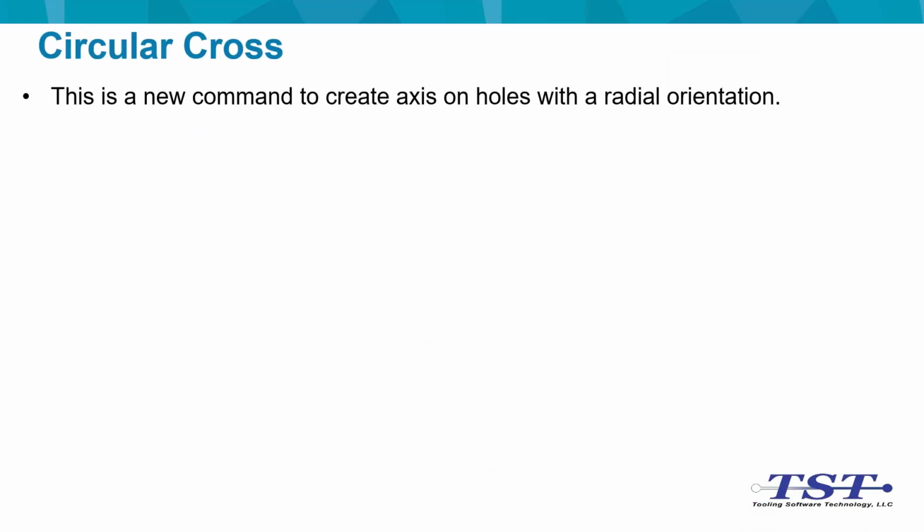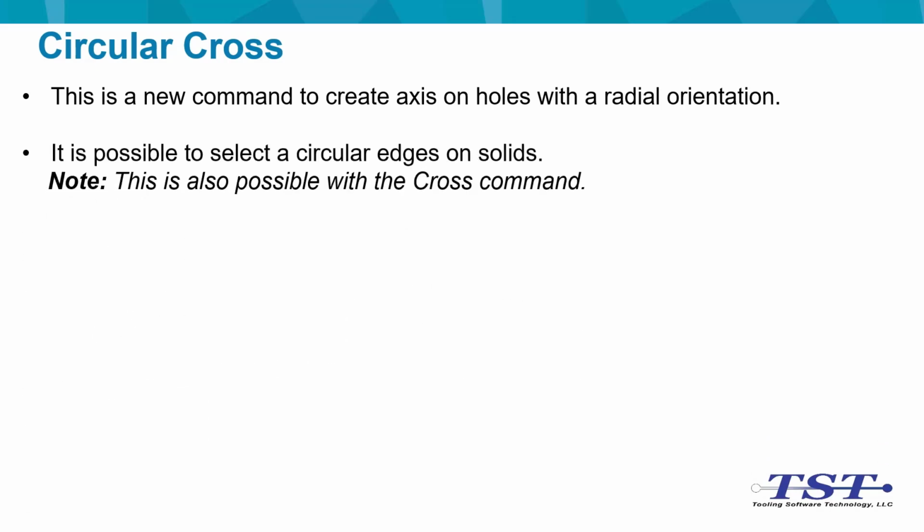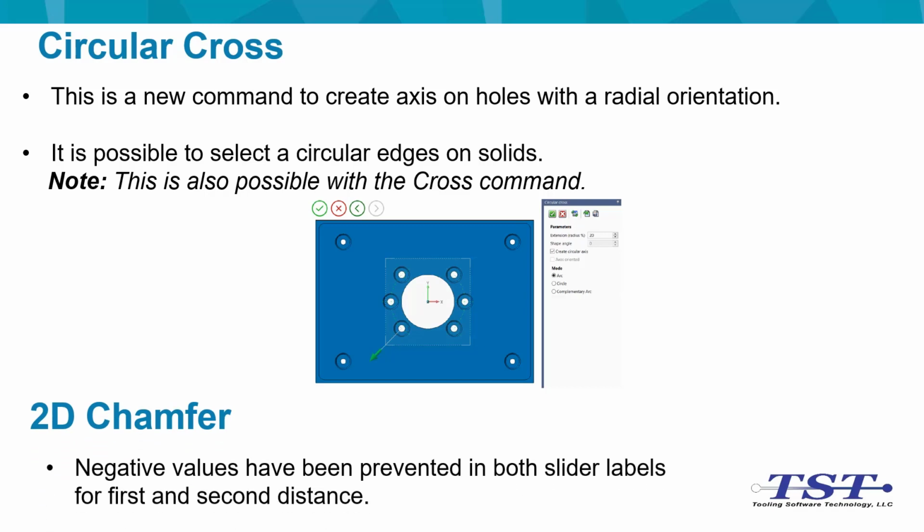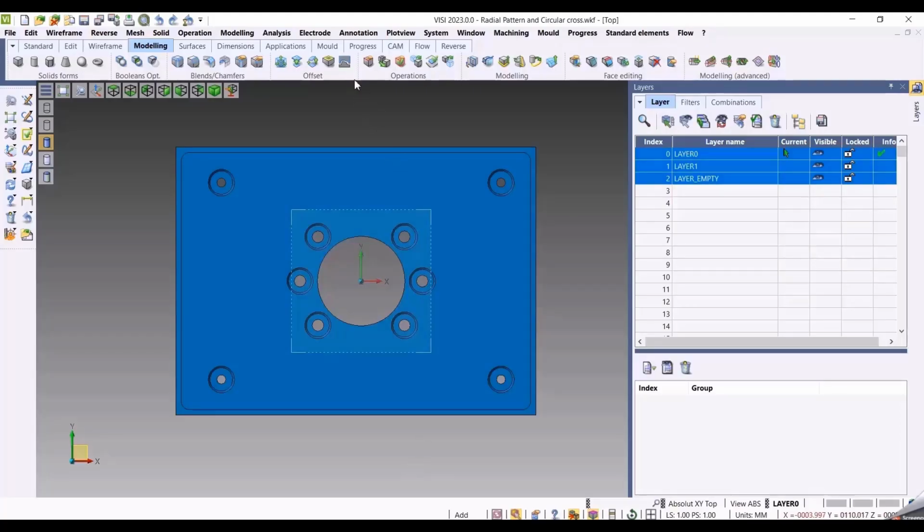Within circular cross, there's a new option to allow you to create a circular axis around a radial orientation. It is possible to select circular edges on a solid. So as an example, you can see how we pick multiple entities and it's going to basically create a circular cross around it. Within 2D chamfer, negative values have been prevented in both slider labels for first and second distance.